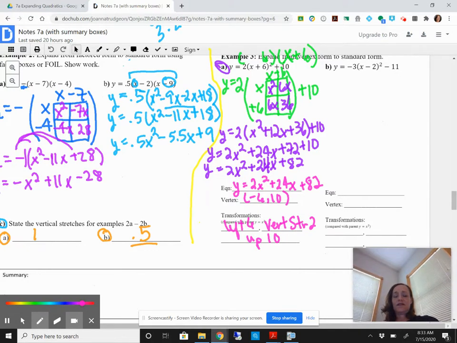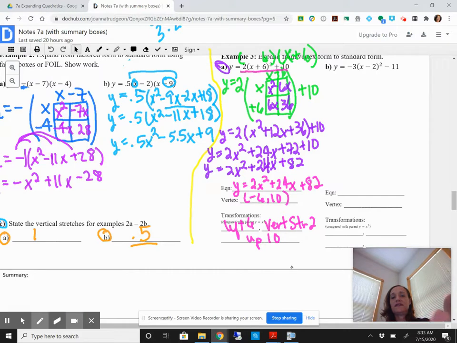Okay, take a look at the answer there. This vertex should be negative 6, 10. Again, I'm just getting that from this original equation here, that it went left 6 and up 10. And then the transformation is left 6. Write that one first, the thing closest to x. And then the next operation would be the vertical stretch of 2. And then it went up 10, lastly.